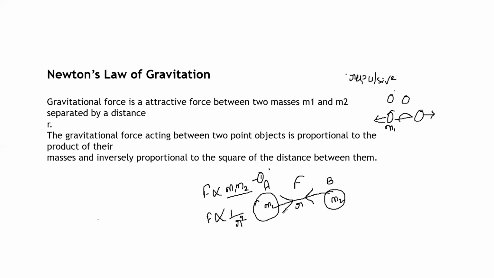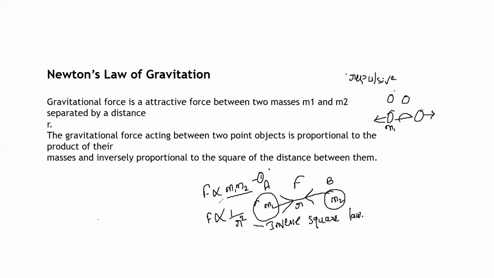So what is this called? This statement is nothing but the inverse square law. What is the inverse square law? It means the force between the two bodies is inversely proportional to the square of the distance between them. That is called the inverse square law. Is it clear what the inverse square law is?